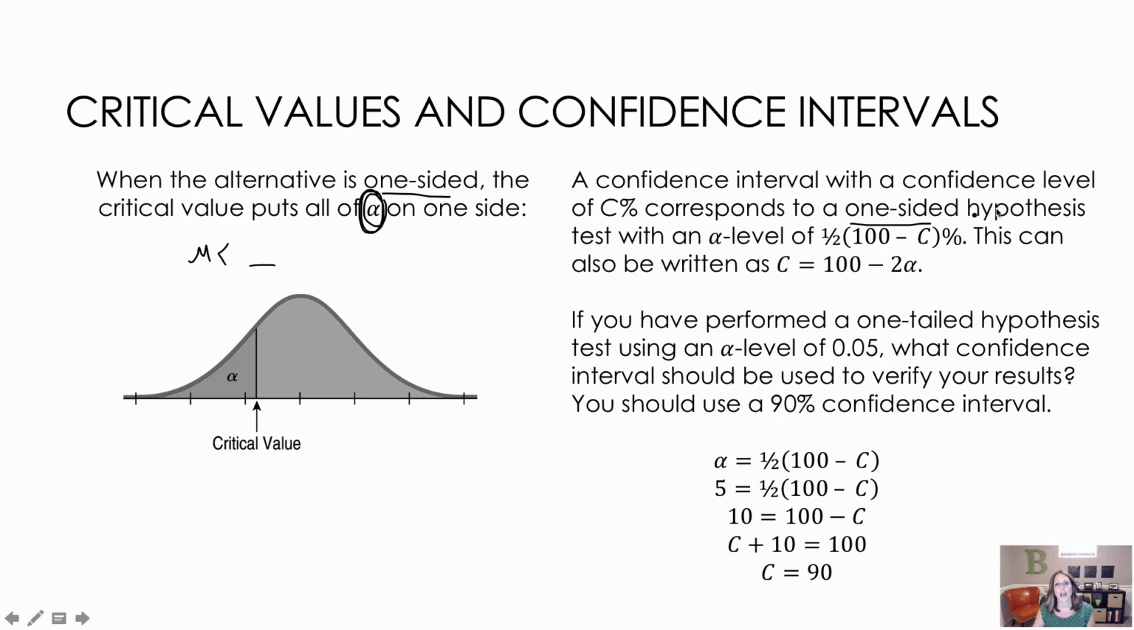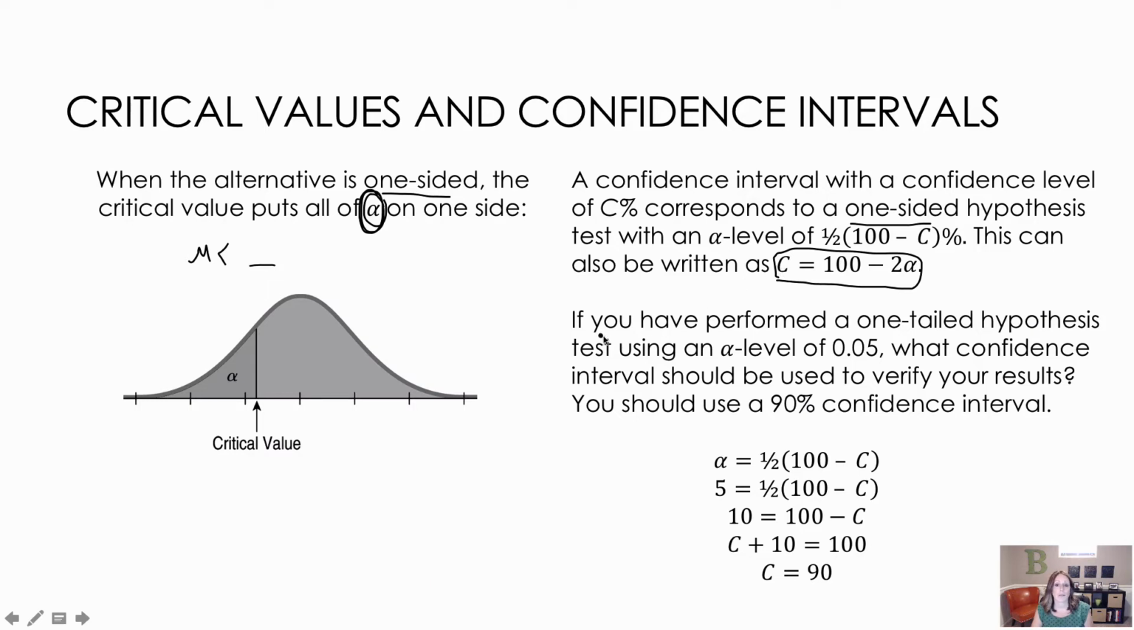So the one-sided hypothesis actually corresponds to a test with an alpha level of 1/2 of whatever the interval was. Say I had a 95% interval: 100 minus 95 tells me 5%, half of 5% would be 2.5%. So that would be an alpha level of 2.5% or 0.025. But sometimes you'll want to write it in this way instead, depending on if you're given alpha or if you're given the confidence interval.